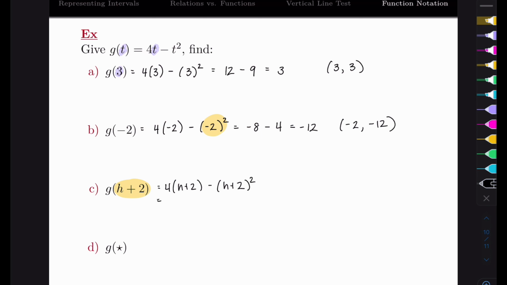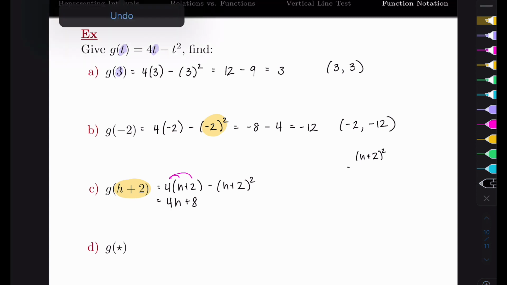So if I need to simplify this, the first one's not too bad. We can distribute that 4 out. So that gives us 4 times h plus 8. But over here, before I can distribute that minus sign, I have to do h plus 2 squared. So I'm actually going to do that off to the side over here. If I take h plus 2 squared, it's just meaning take h plus 2 and multiplying it by itself.